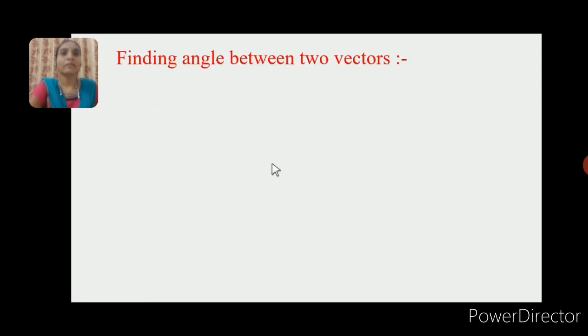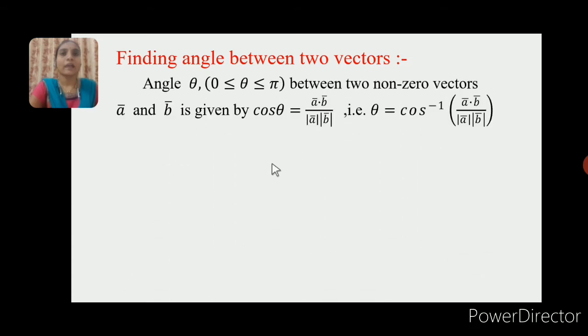Next point, finding angle between two vectors. Angle theta, where 0 is less than or equal to theta is less than or equal to pi, between two non-zero vectors a bar and b bar is given by cos theta is equal to a bar dot b bar upon magnitude of a bar into magnitude of b bar. That is, theta is equal to cos inverse of, in bracket, a bar dot b bar upon magnitude of a bar into magnitude of b bar, bracket complete.